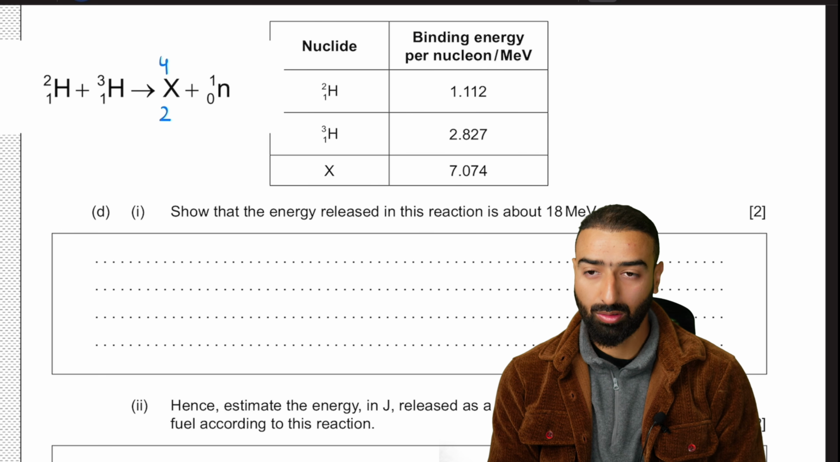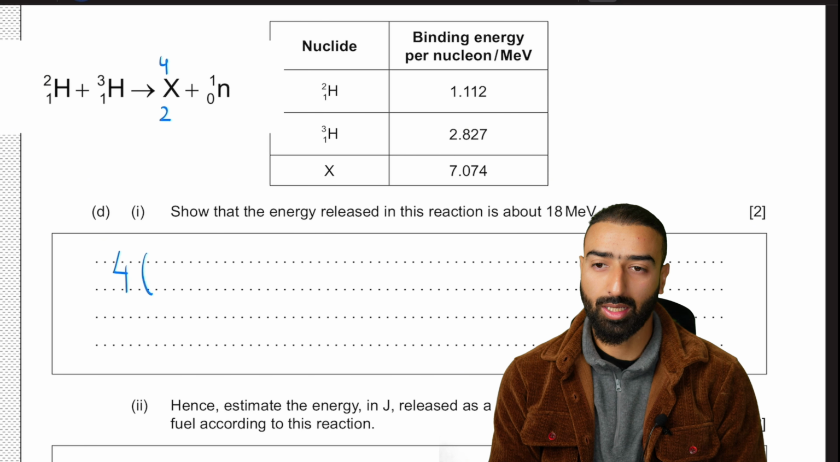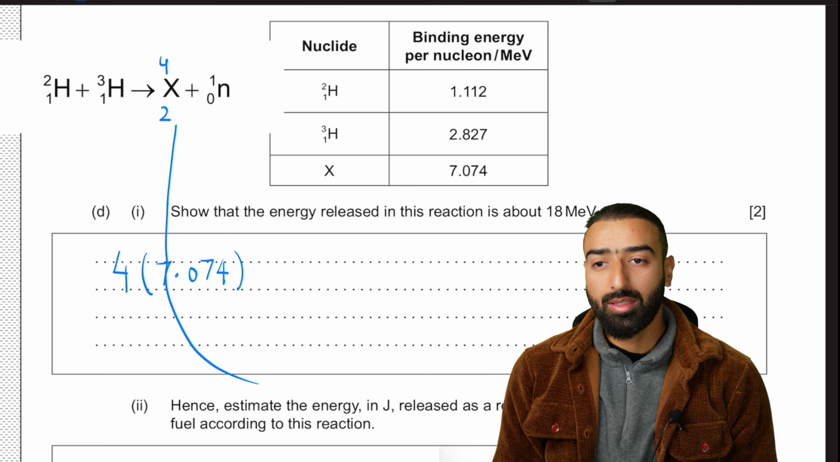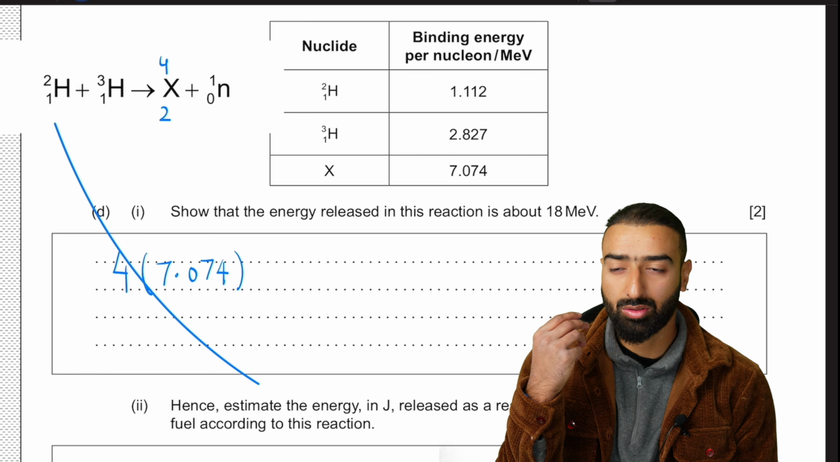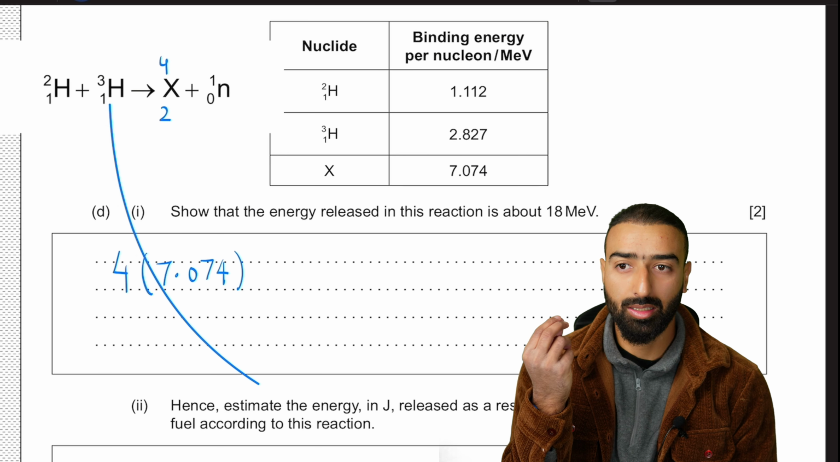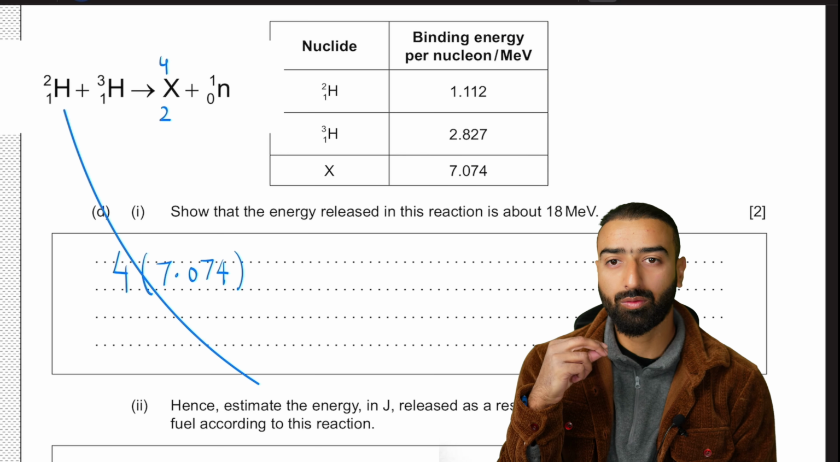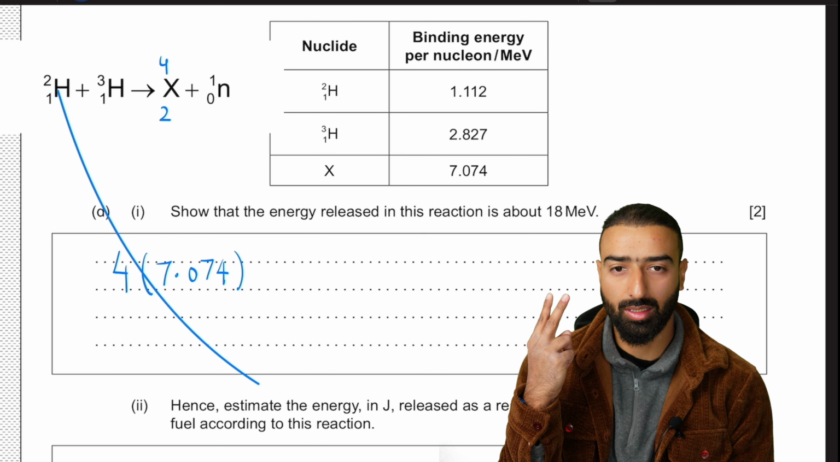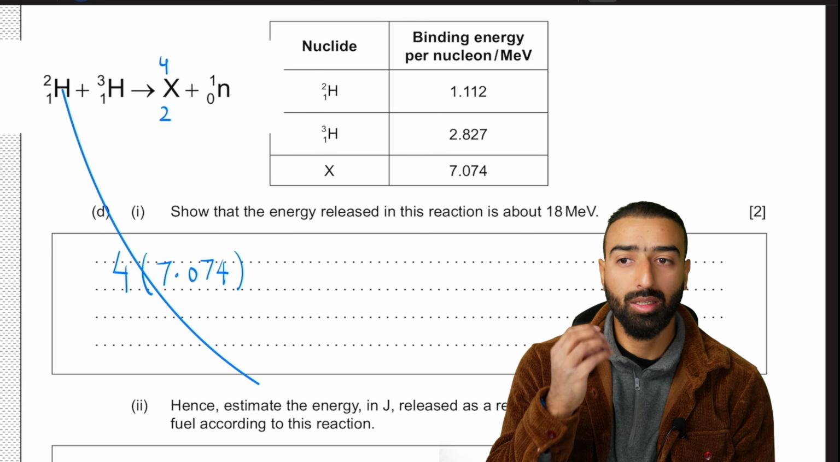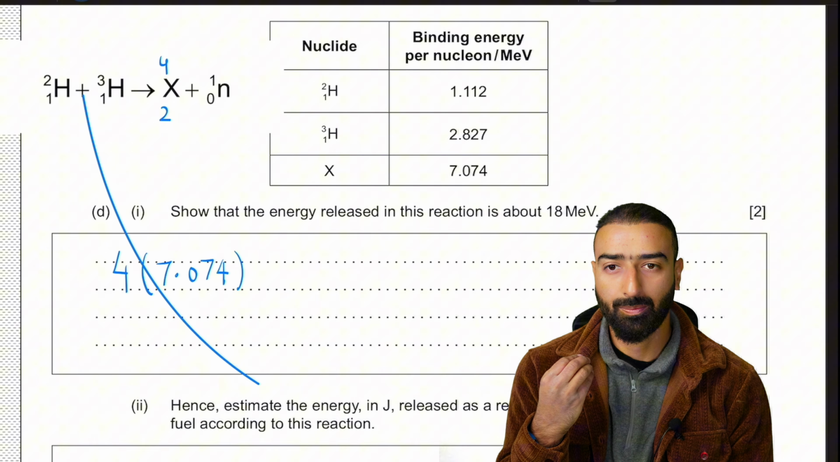So for 4 nucleons, the energy released is 4 times 7.074 electron volts. But wait, this element X is created when we disassemble, when we destroy both deuterium and tritium. To take out one nucleon from deuterium, we need this amount of energy, but it has 2 nucleons in it. So we need to supply twice that amount of energy.